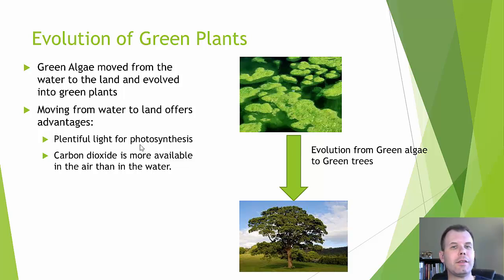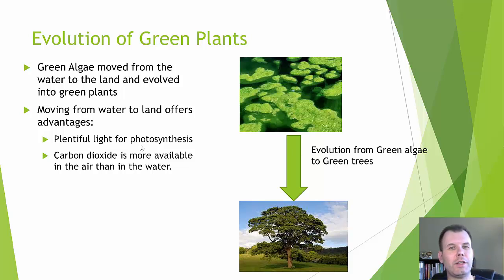The second thing is that carbon dioxide is more plentiful in the atmosphere, in the air, than it is in the water, because the carbon dioxide has to get diffused in the water. Very tough to do. So more carbon dioxide is available for photosynthesis. So not only the light, but the carbon dioxide that you need.